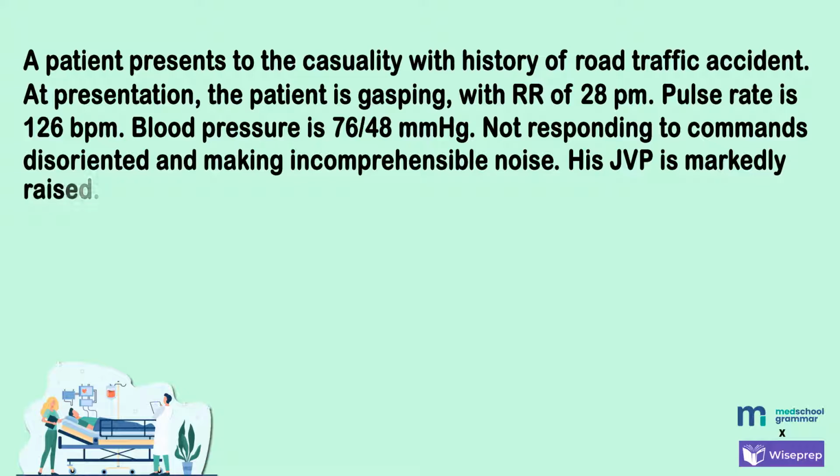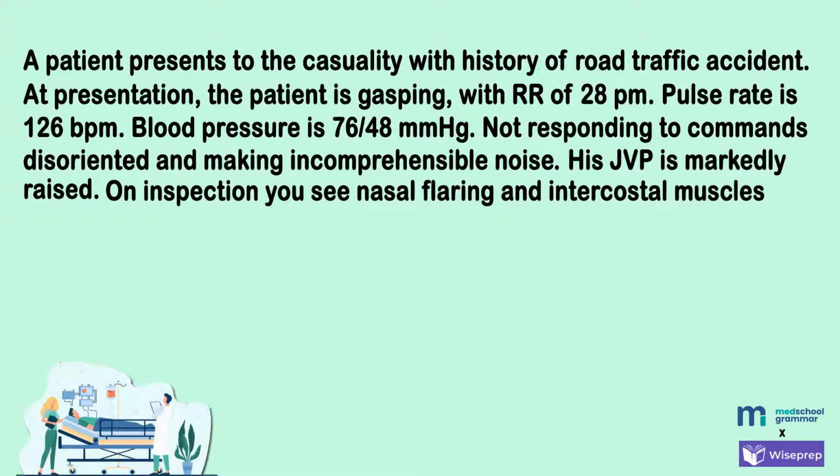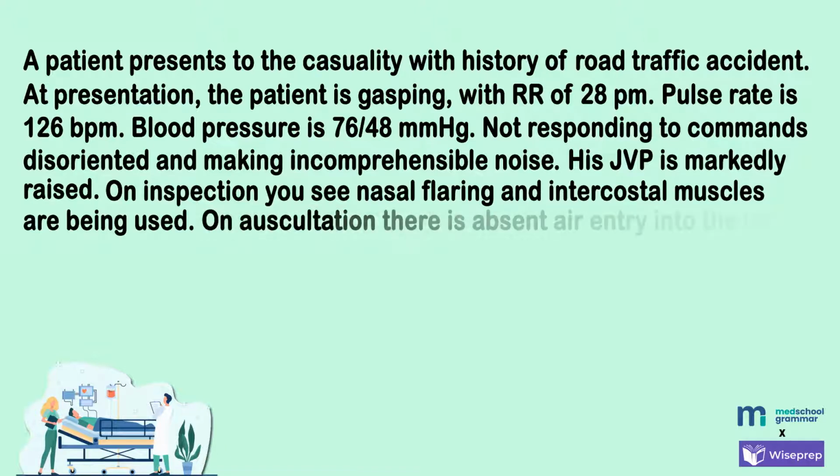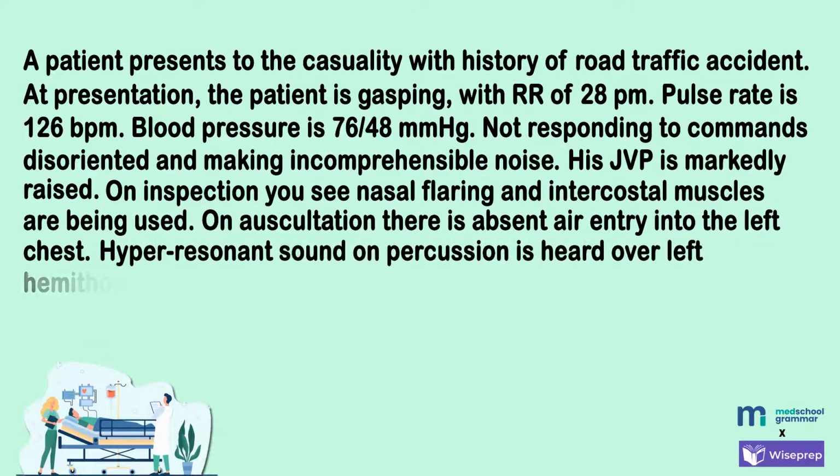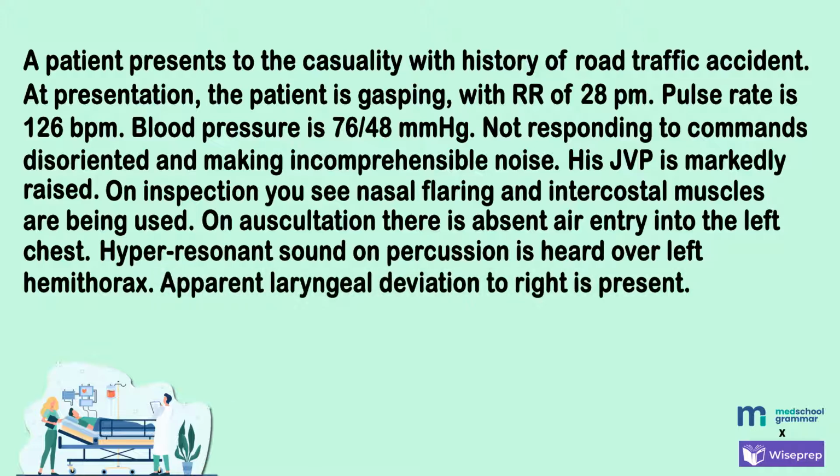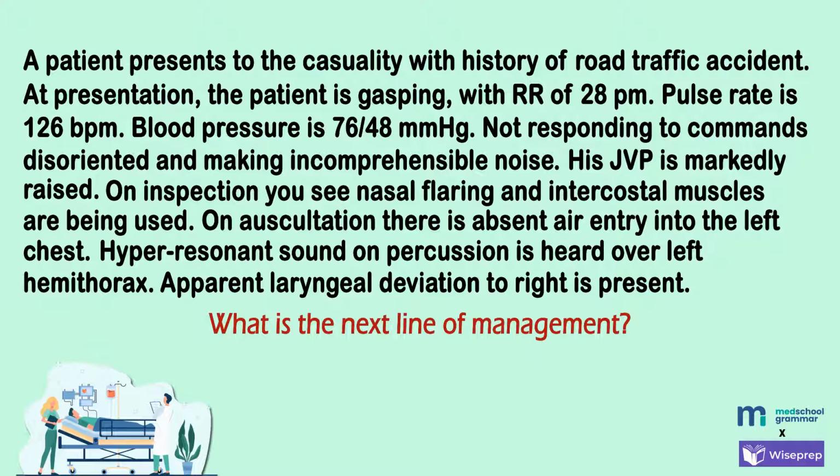His JVP is markedly raised. On inspection, you see nasal flaring, intercostal muscles are being used. On auscultation, there is absent air entry into the left chest. The hyperresonant sound on percussion is heard over the left hemithorax. Apparent laryngeal deviation to the right is present. What is the next line of management?